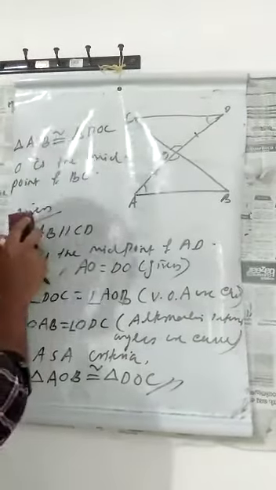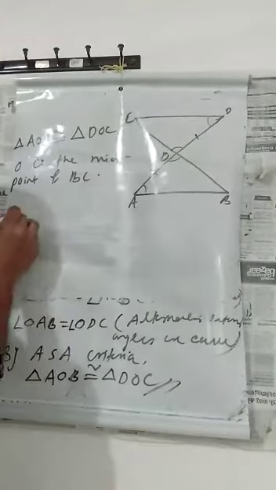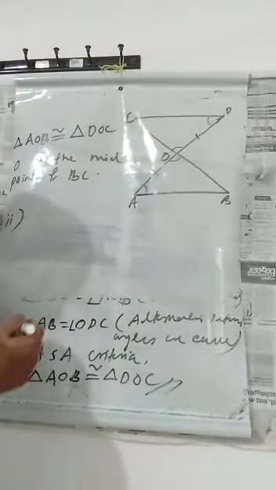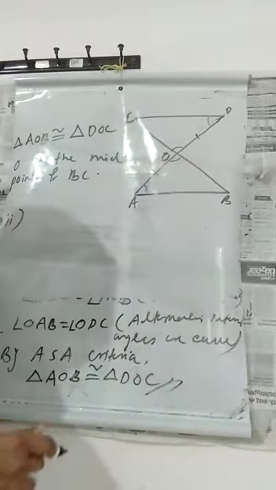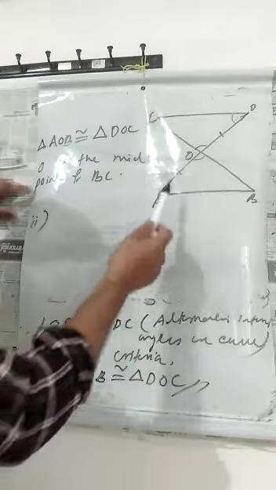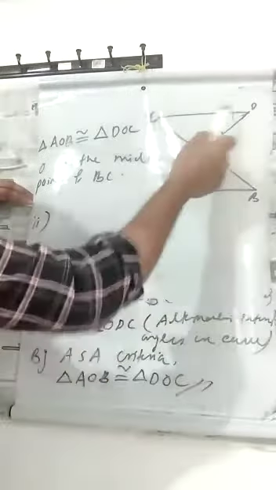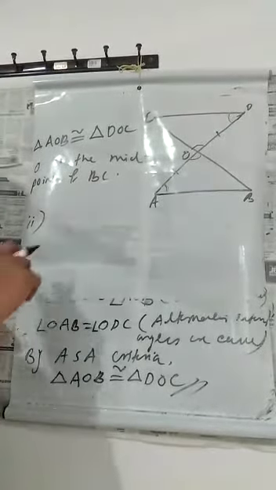Okay, so one more thing we need to prove. What do we need to prove? The first one we proved. The second one: O is the midpoint of BC. So by CPCT, as I already told, CPCT means if two triangles are congruent, then the corresponding parts are also equal. So here angle B will be equal to angle C, OC is equal to OB, and AB is equal to CD. If the two triangles are congruent, then the corresponding parts are equal.